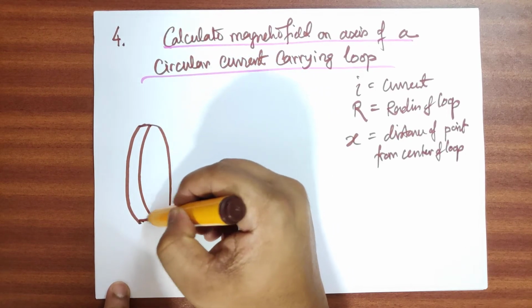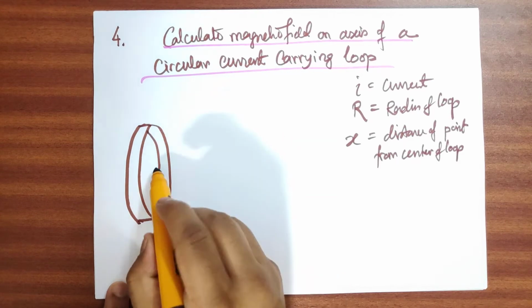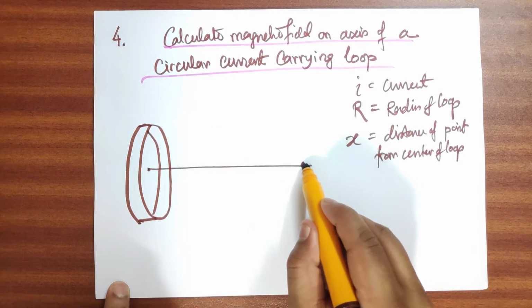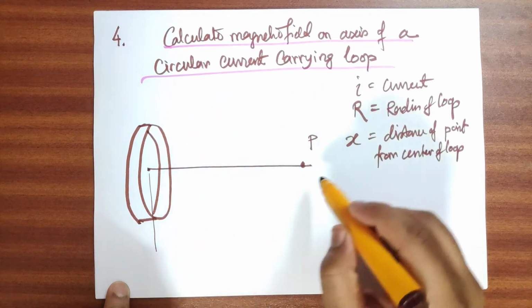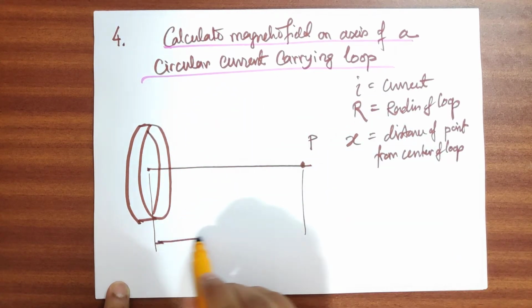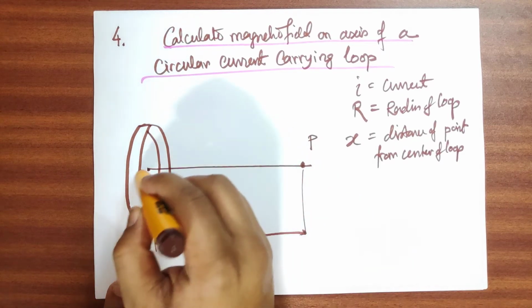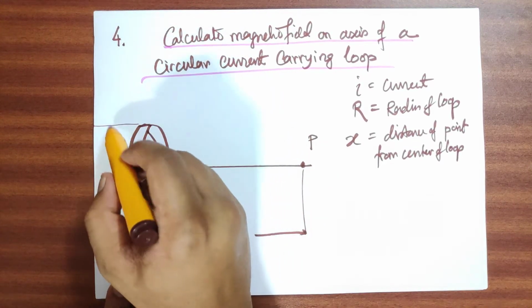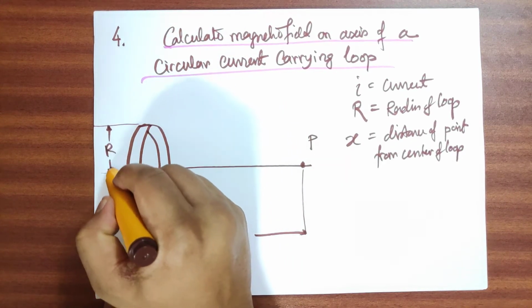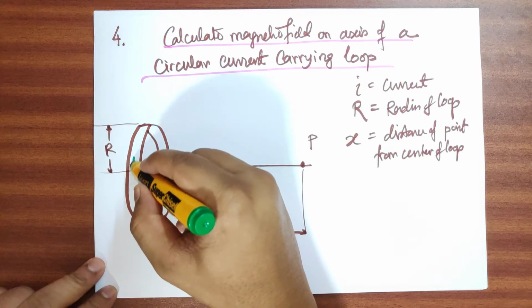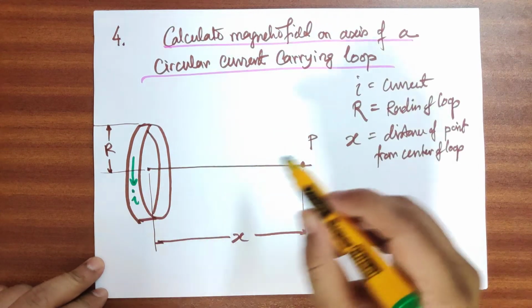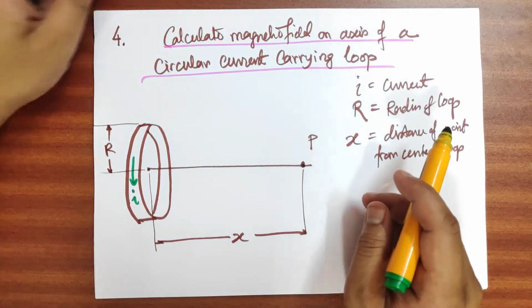This is the current carrying loop, a circular current carrying loop. This is the point P where you have to calculate the field, and this is the distance x, and this is the radius of the loop R, and this is the current I in the loop. So at this point P you have to find the field.